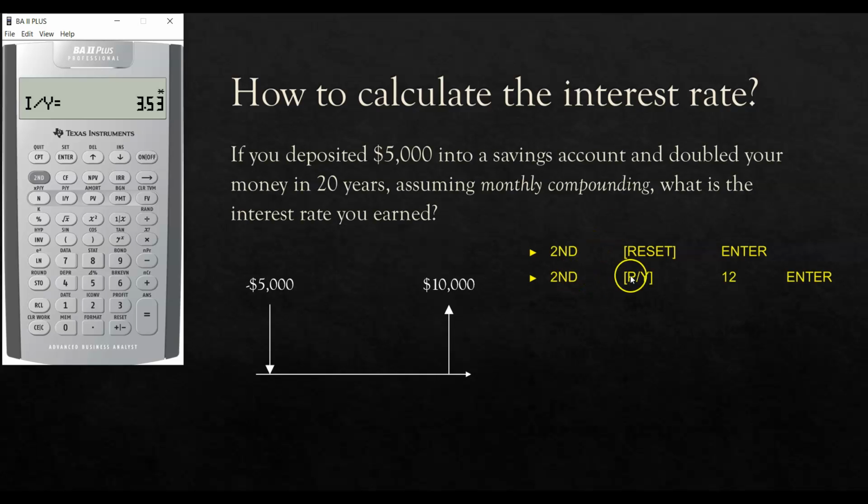So to do that, we do second P/Y, 12, enter. Basically, this is telling the calculator we're putting 12 as the value of P/Y. And then after that, you want to go back to your calculation.